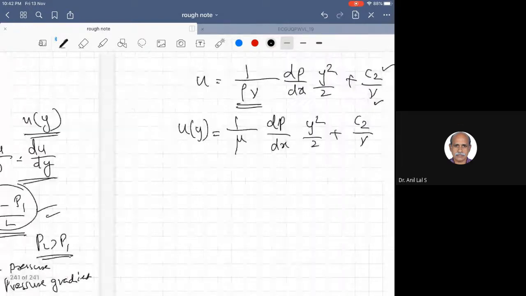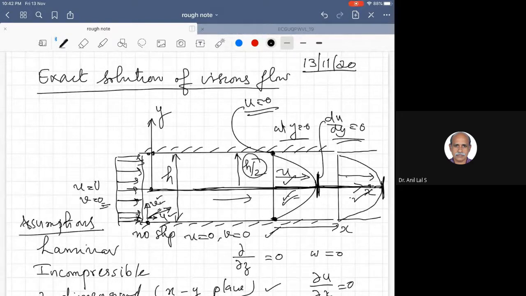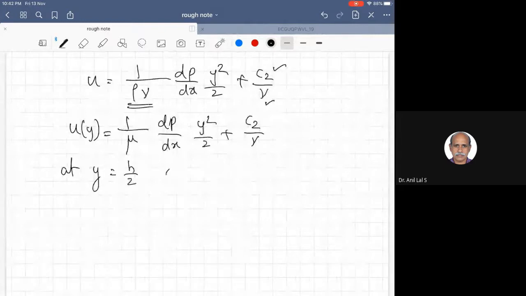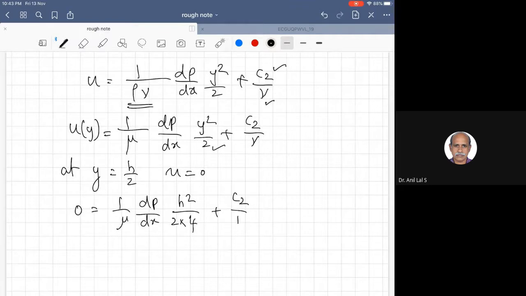Now another condition is on the solid wall, u is equal to 0. That is where y is equal to h by 2. At y is equal to h by 2, u is equal to 0. So substitute here 1 by mu dp by dx, and y squared is h squared by 2 squared, that is 4, plus c2 by nu.